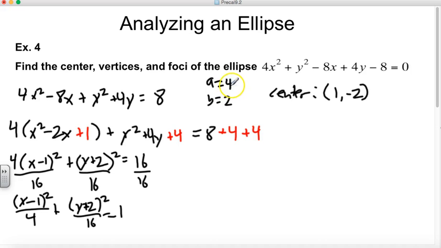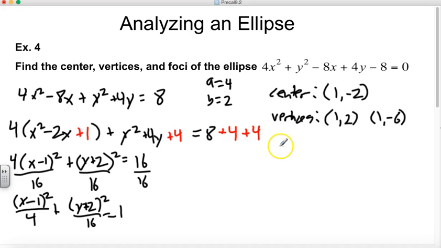So we've got to use A to figure out where the vertices are at. We're going to go 4 from the center, and which direction? We're going to go vertically because A came from the y fraction. So if I go 4 above this and 4 below that, my vertices are going to be at 1, positive 2. And if I go 4 below that, I'll get to 1, negative 6. Because the y value is going to go up 4 to 2 and down 4 to negative 6. So those are my new vertices.